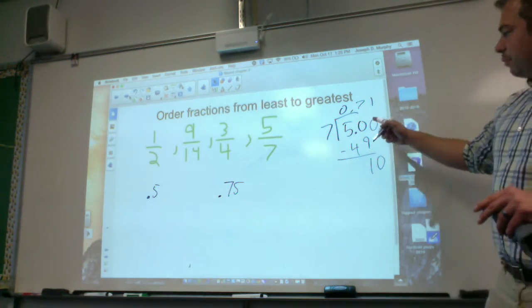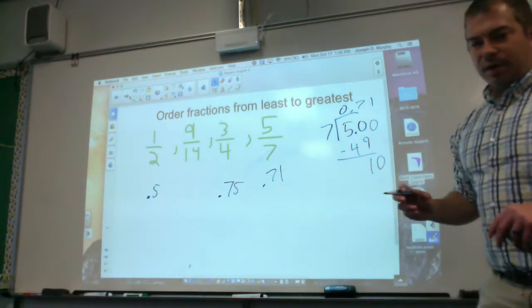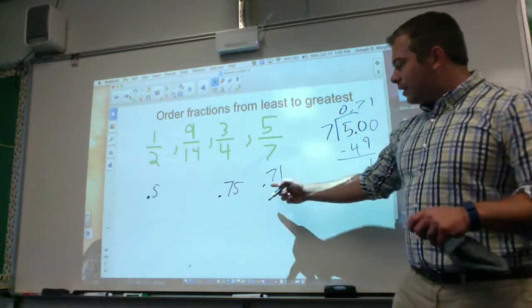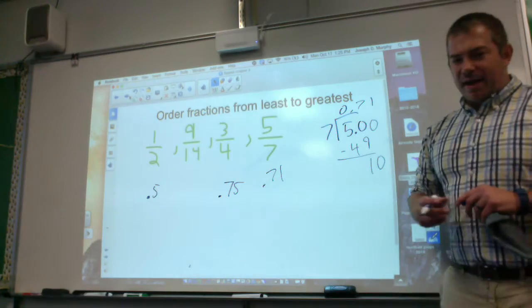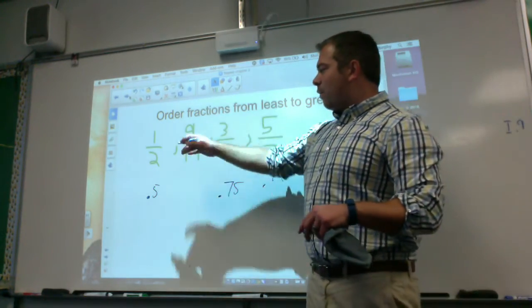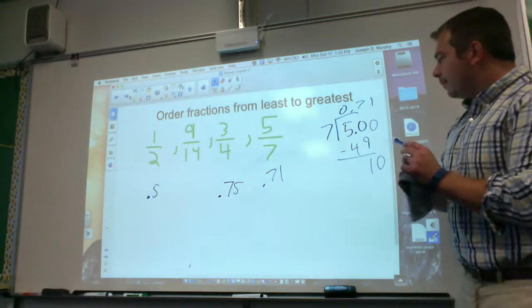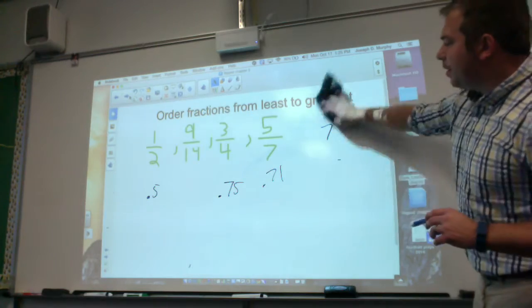All right. This is 0.71 something. Now I might have to continue it, but I already know that 0.71 is less than 0.75 and it's greater than 0.5. So as long as 9/14 is not 0.71 something, I could stop there. So I'm going to erase my work in hopes that I don't have to continue.